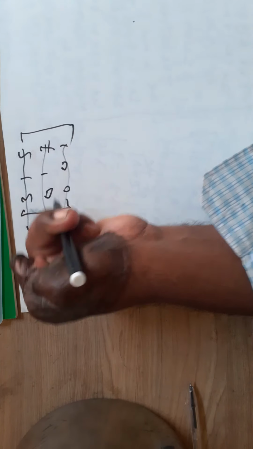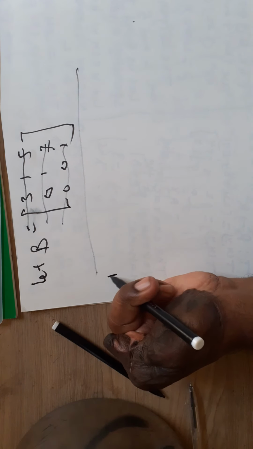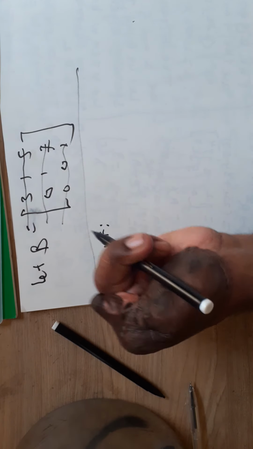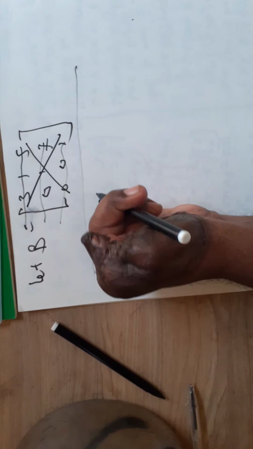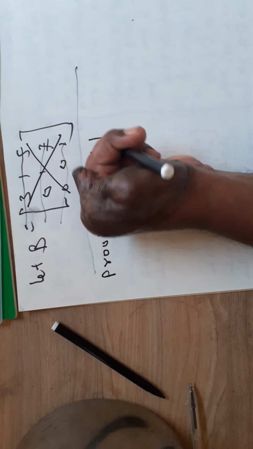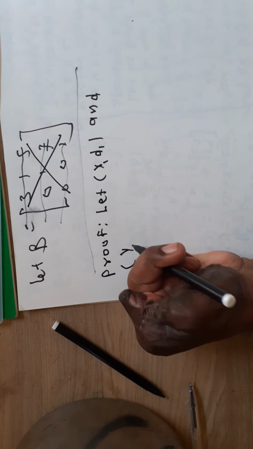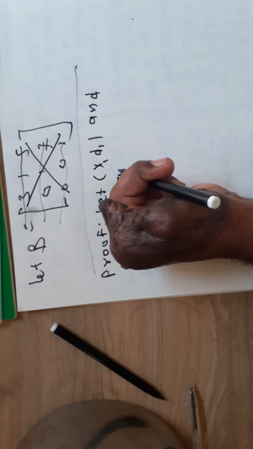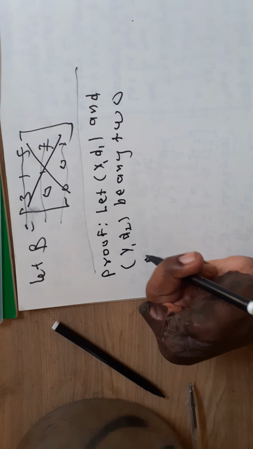Now see here, proof of the above theorem. Proof. Let (X, d1) and (Y, d2) be any two metric spaces.